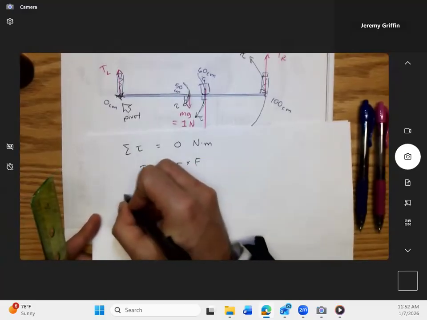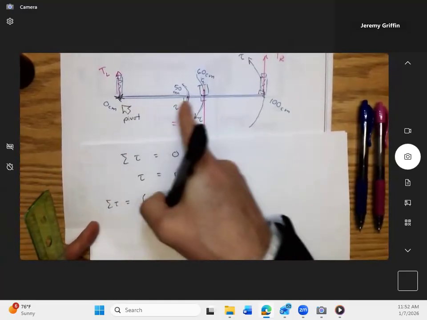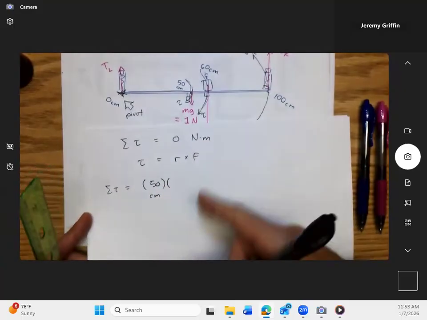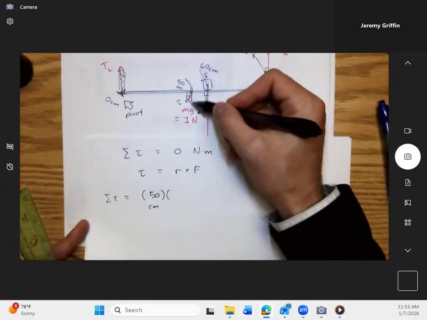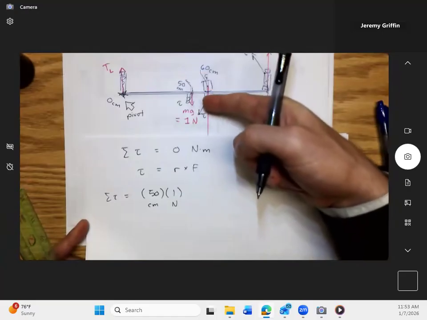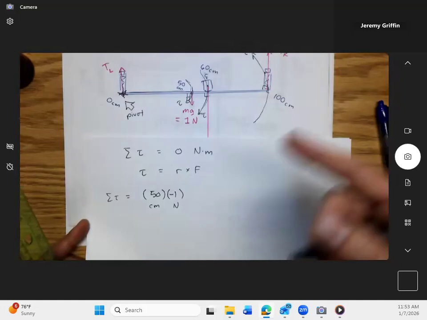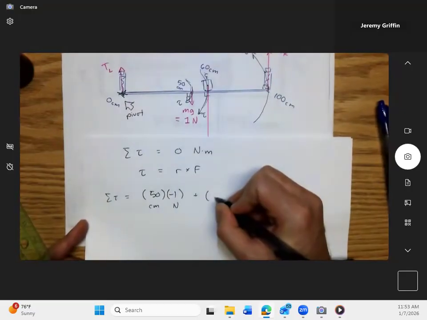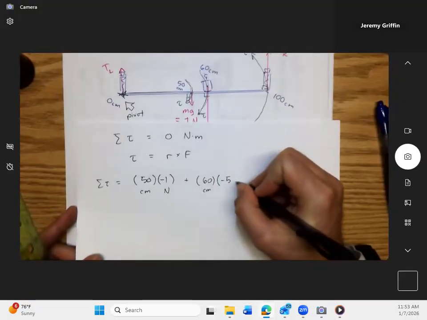I know torque, of course, is r cross f, but these are already all perpendicular to each other, so I can just multiply. So I need the sum of torque to be zero. Here at 50 centimeters. If you did meters, you'd use 0.5, but you'll still get the same correct answer. There's a 1 Newton weight, which of course is the weight of the meter stick itself. Do you see how that's clockwise? I could call down negative and make it a negative force. Usually clockwise is considered the negative direction. And then at 60 centimeters, I have this 5 Newton weight, and since it's down, I'll call it negative 5 Newtons.